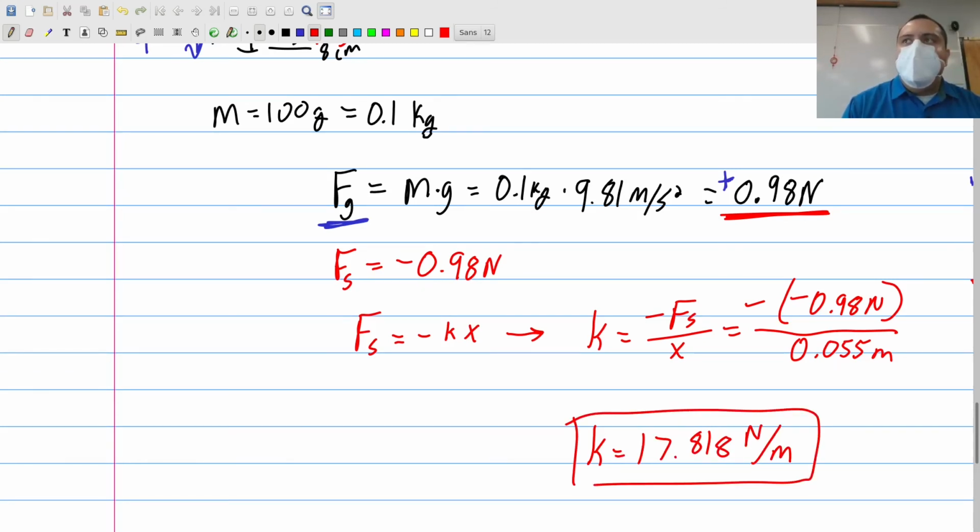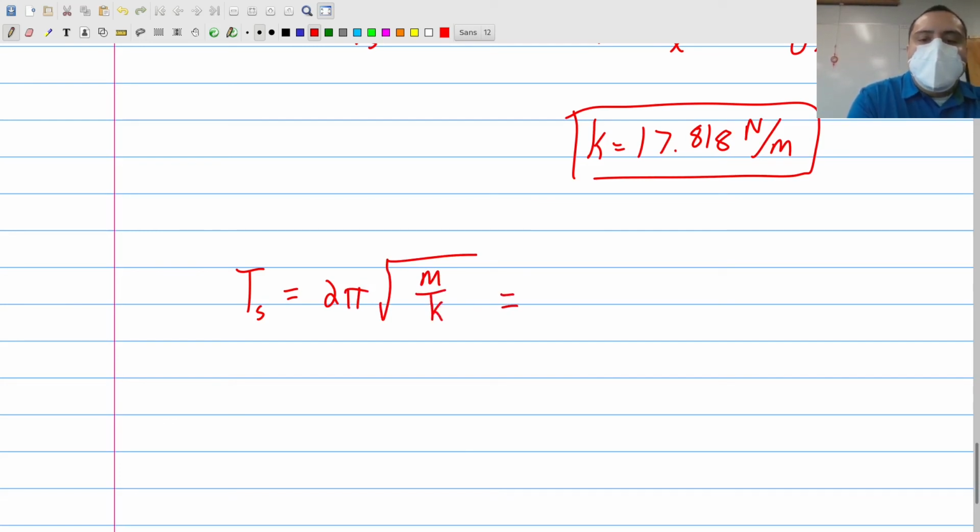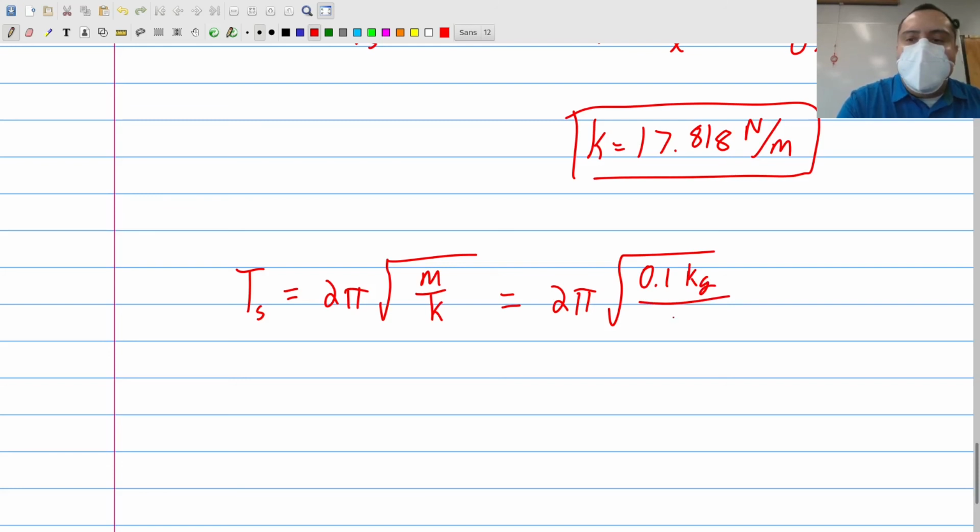Now that I know my spring's spring constant, I can tell how much energy it would store. I can also tell how fast it will bounce up and down. In fact, let's calculate the natural period of this spring when we put the 100-gram mass on it. The period of a spring, Ts, is equal to 2 pi times the square root of m over k. This is equal to 2 pi times the square root of the 100-gram mass, which is 0.1 kilograms, divided by our spring constant, 17.818 newtons per meter.